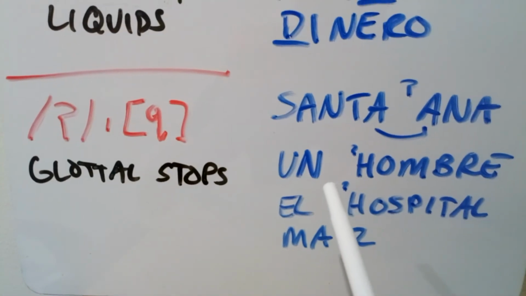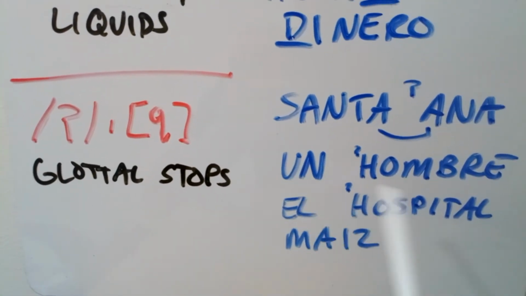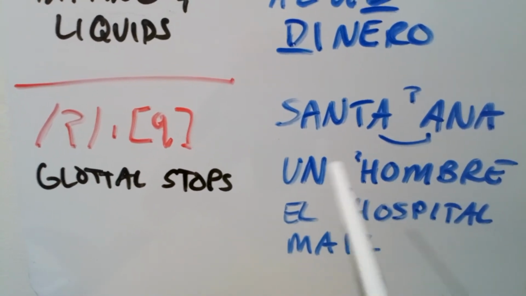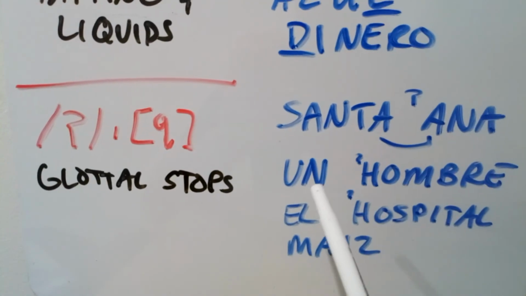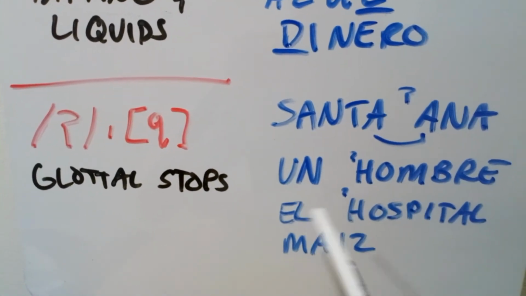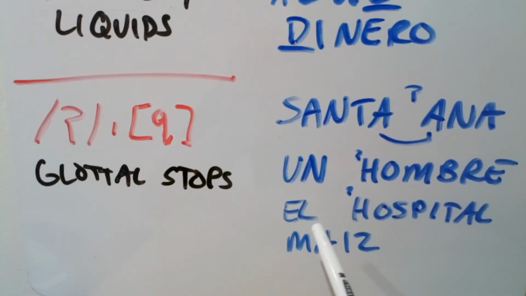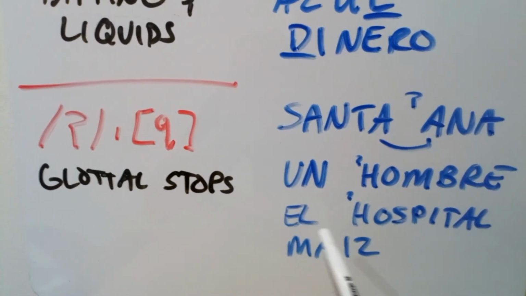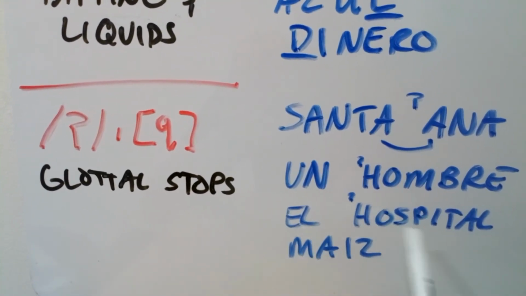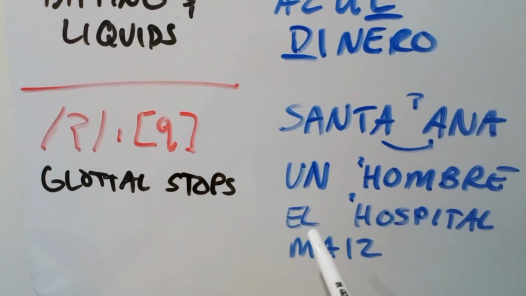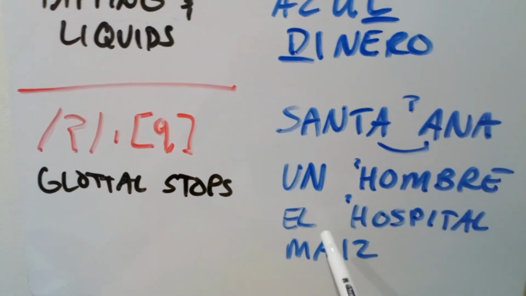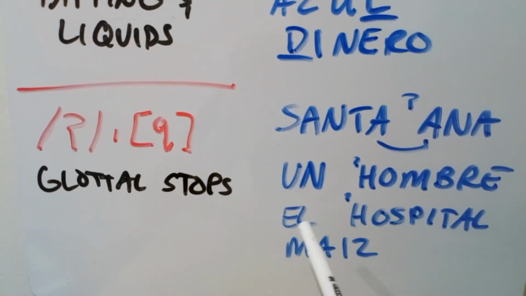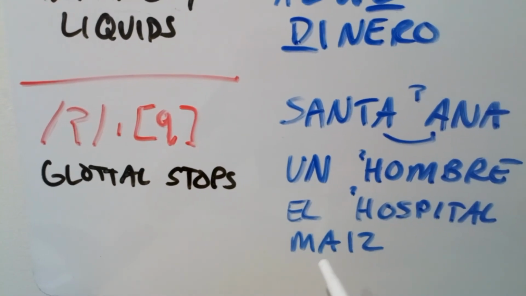So in standard Spanish, it's un hombre, but in Philippine Spanish, it's un hombre with a stop. You'll hear that glottal sound, the stop. Or even for this one too, in standard Spanish, it's el hospital. You don't hear the stop. But in Philippine Spanish, el hospital. There's a stop there. El hospital, el hospital.